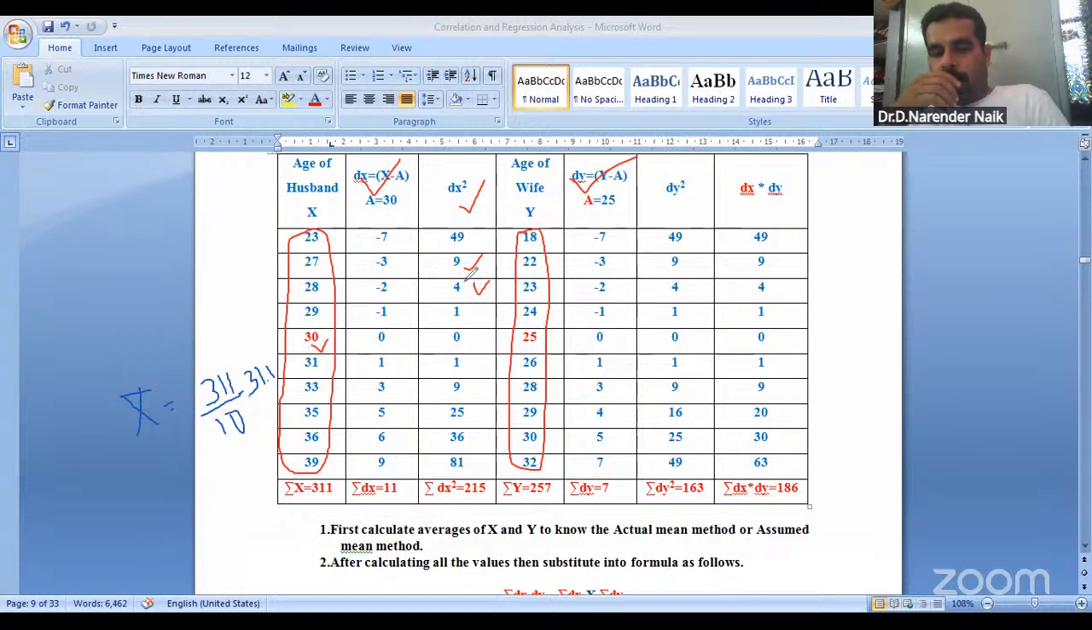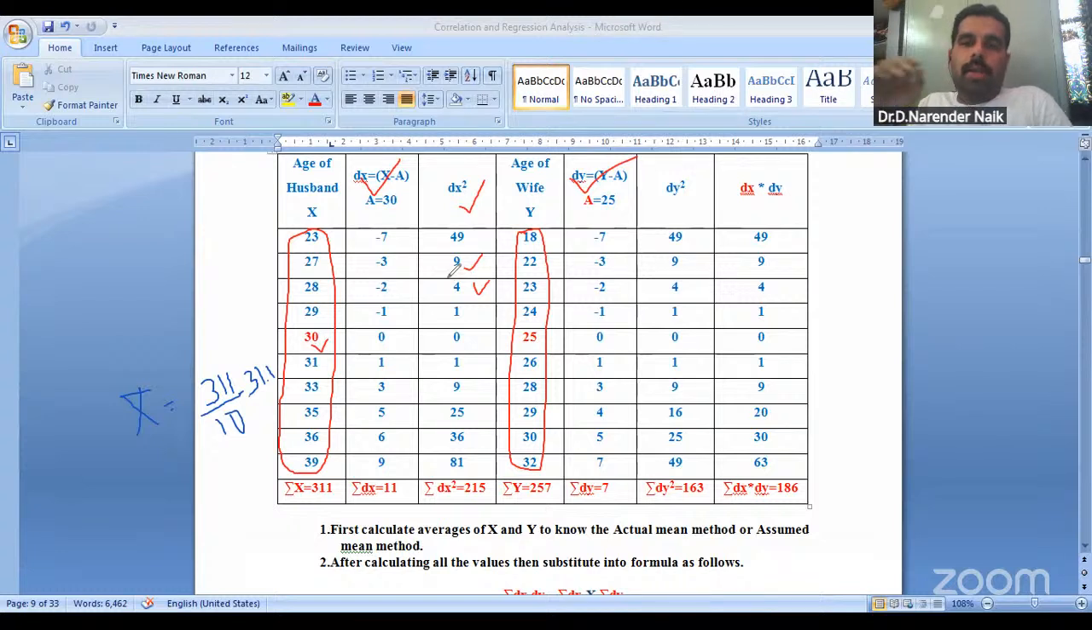Yes? Any doubt, anybody? No doubt. Okay, then that is dy. So 18 minus 25, 17 minus 3 minus 2 minus 1, 0, 1, 2, 1, 3, 4, 5, 7. 7 square 49, 3 square 9, 2 square 4, 1 square 1, 0 square 0, 1 square 1, 3 square 9, 4 square 16, 5 square 25, 7 square 49.